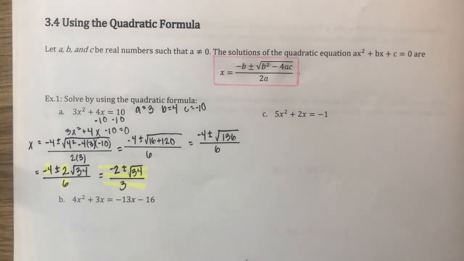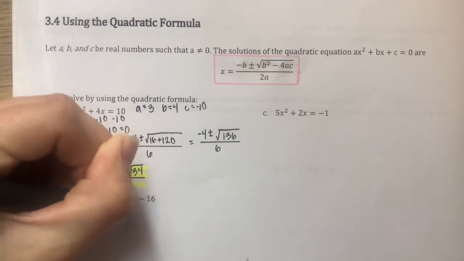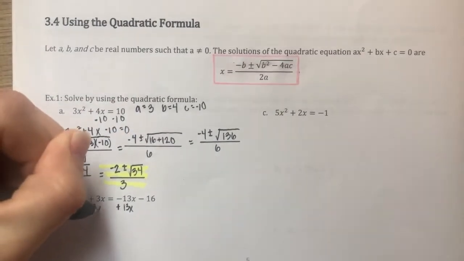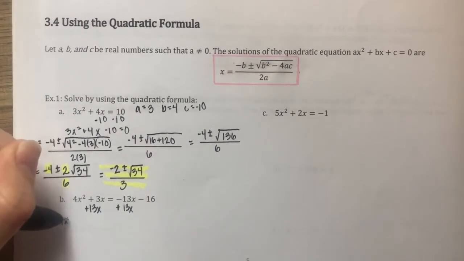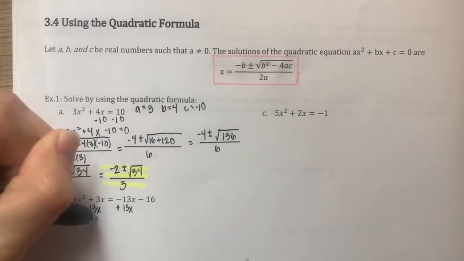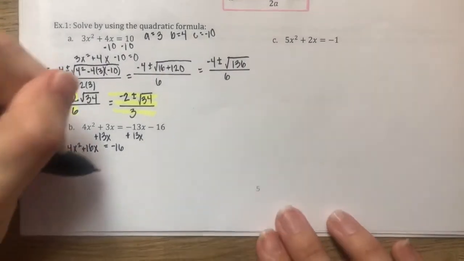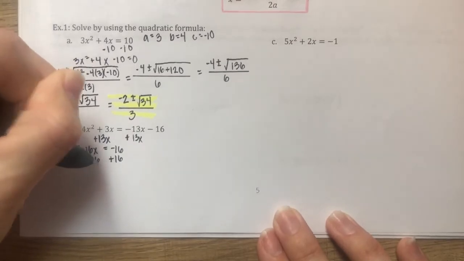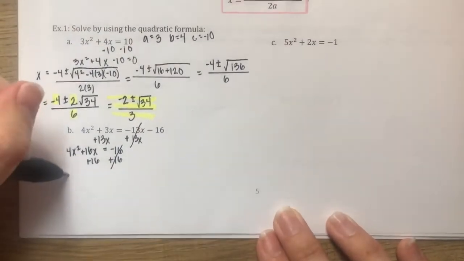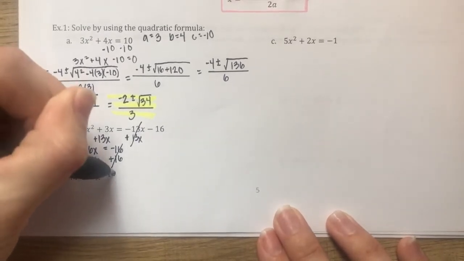And then for B, it's 4x squared plus 3x equals negative 13x minus 16. So same thing, we want to get it in standard form first. So we can add the 13x over. So 4x squared plus 3x and 13x together is 16x equals negative 16. And then I want everything on one side of the equal sign equal to 0, so I can add that 16 over. So I end up with 4x squared plus 16x plus 16 equals 0.